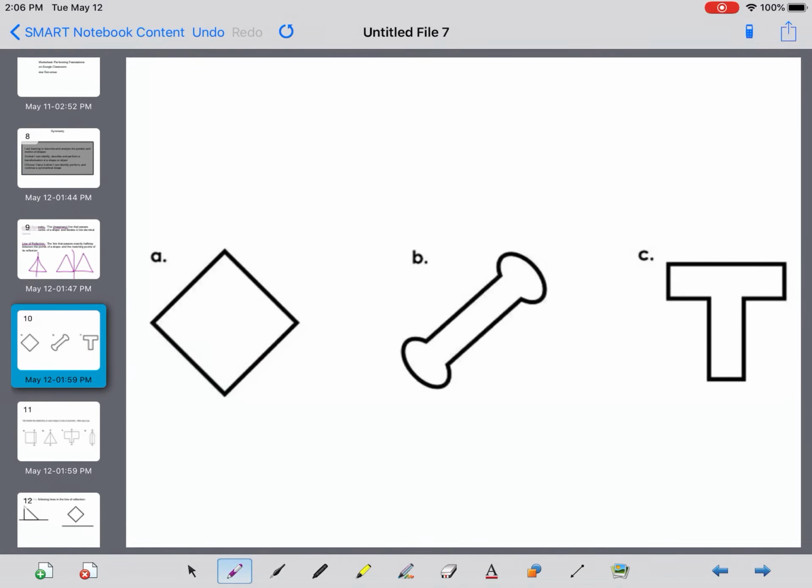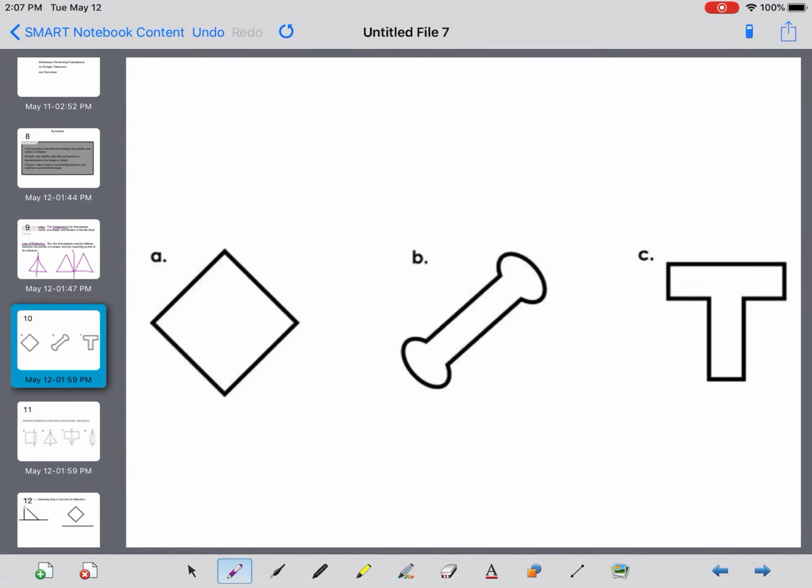Okay, so moving on. I'm going to get you to pause the video for a moment when I'm done and think about where the line of symmetry, or maybe there's even more than one line of symmetry, could go on each one of these shapes. Okay, so take a minute, pause the video, and think about that.